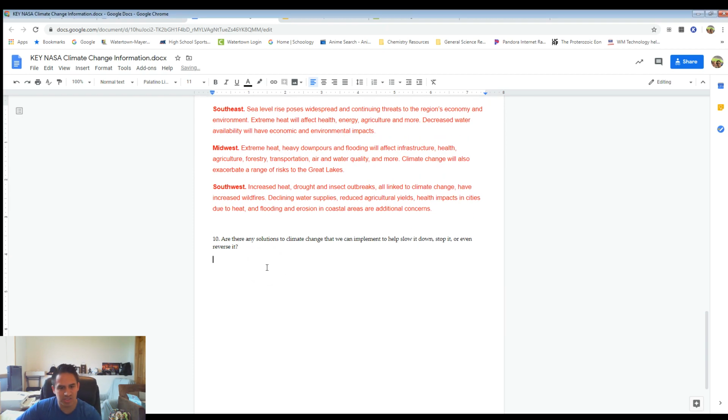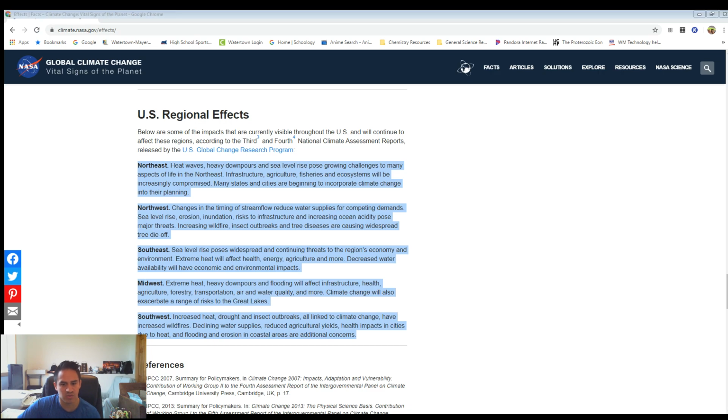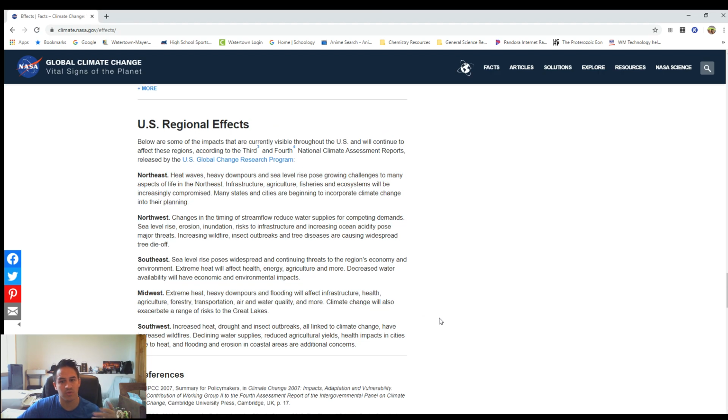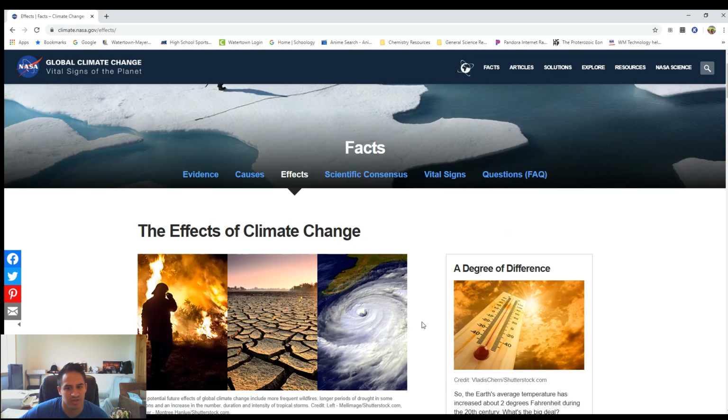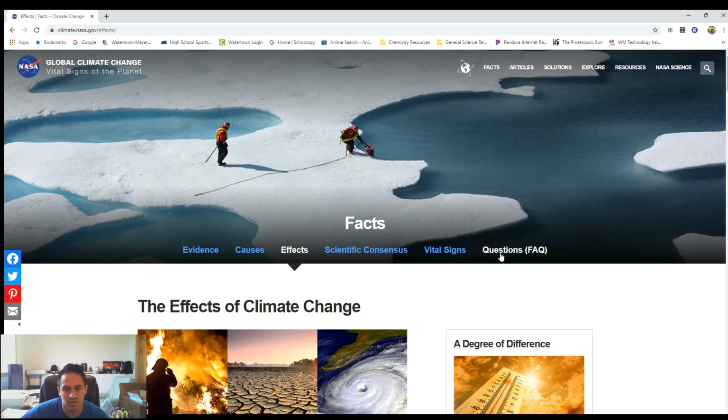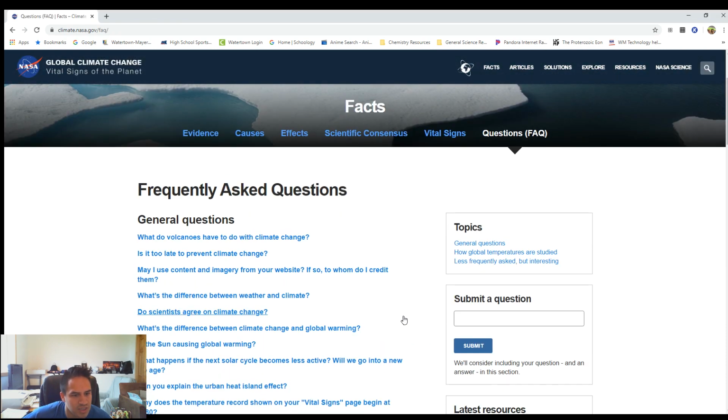Are there any solutions to climate change that we can implement to help slow it down, stop it, or even reverse it? All right, so let's go see if we can find the last answer to this question. Basically, is there anything we can do to stop this, right? Or are we just like, well, there's nothing we can do about it? So let's go to the questions here again. Let's see if we can find an answer to this. I feel like there is.